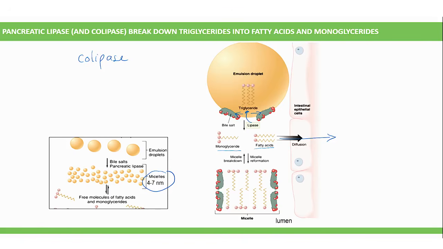According to the concentration gradient of monoglycerides and fatty acids, we get the formation and breakdown of these extremely tiny fat droplets. These fat droplets contain monoglycerides and fatty acids, and they're surrounded by, again shown in green, the bile salts and also lecithin. Inside these micelles and also the emulsion droplets, you would also have fat-soluble vitamins and cholesterol.